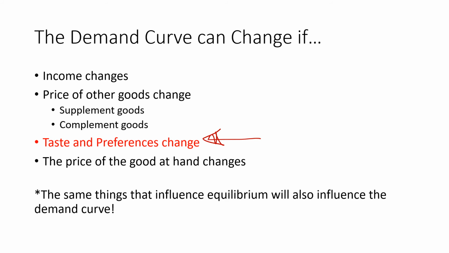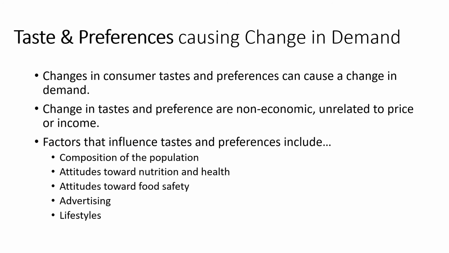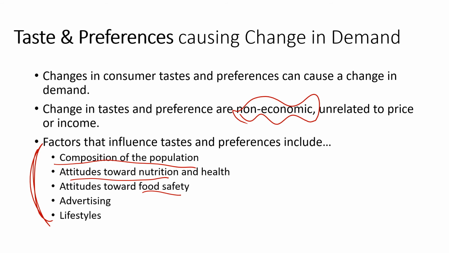Okay, a third reason that we can have a change in demand is that consumer tastes and preferences change. Some examples of factors that influence consumer preferences are the composition of the population, attitudes towards nutrition and health, attitude towards food safety, advertising, and lifestyles. So these are all non-economic things, so they have nothing to do with prices going up and down. They have to do with culture, attitude, or lifestyle.